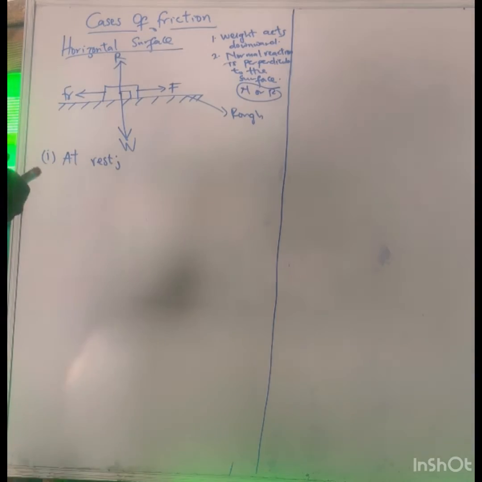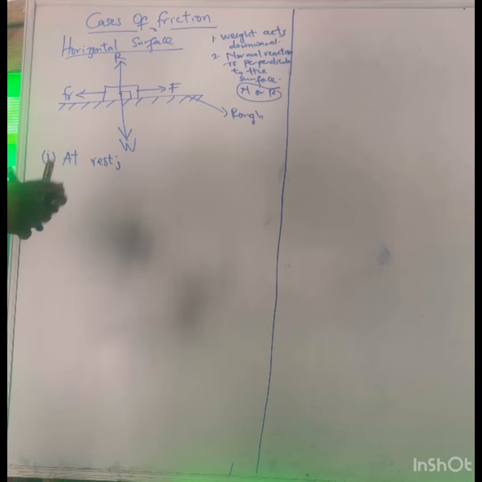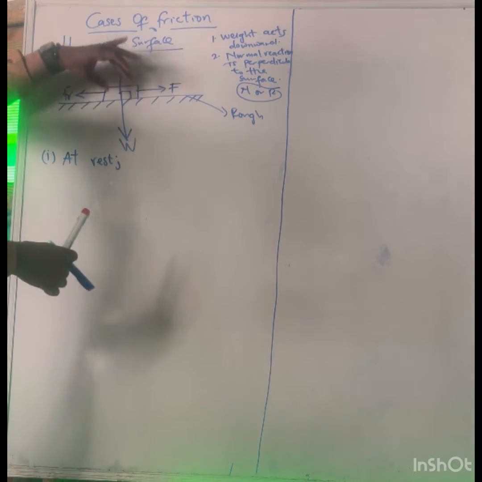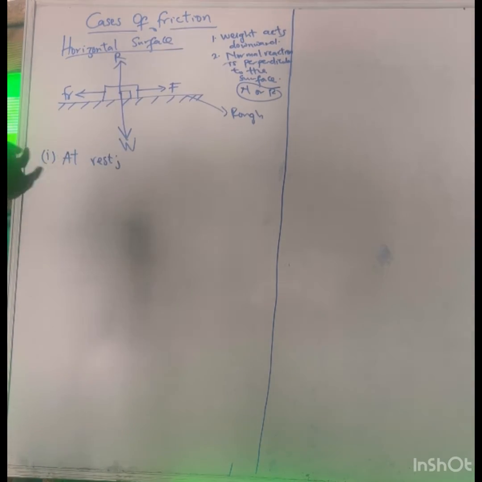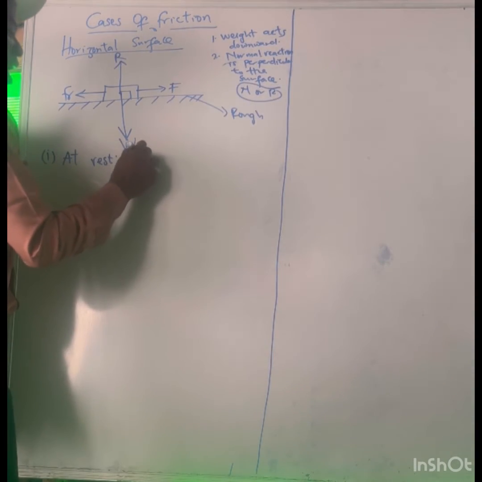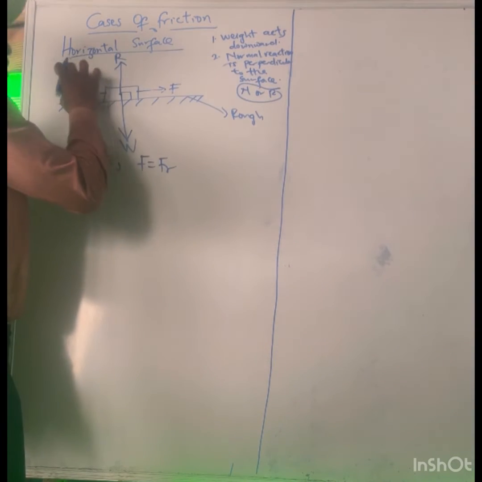Guys, if an object is at rest, is that object moving? No. Since this object is at rest, that simply means that it's not moving. And I'm going to say that the upward force equals the downward force, and the forward force equals the backward force. So I'm going to say that F equals FR, the forward force equals the backward force.